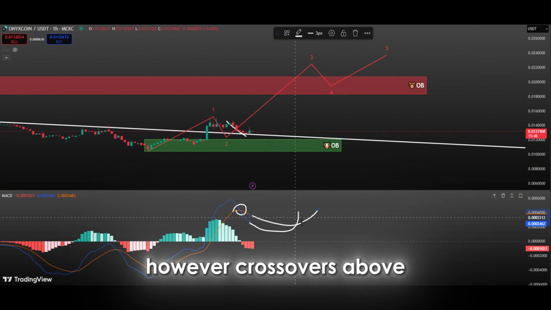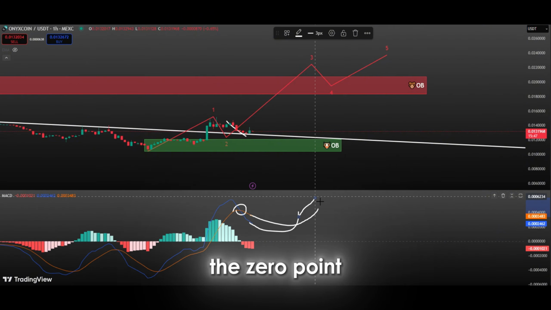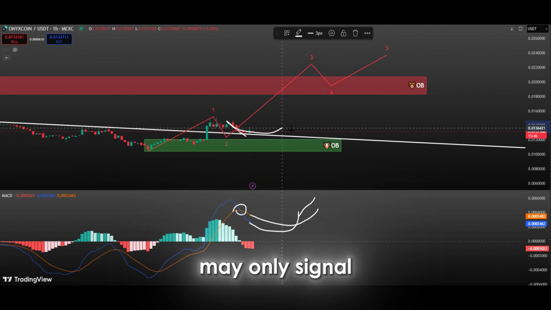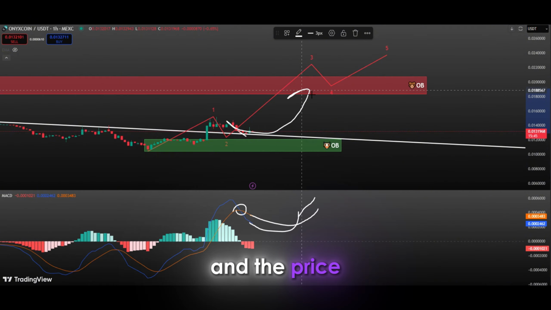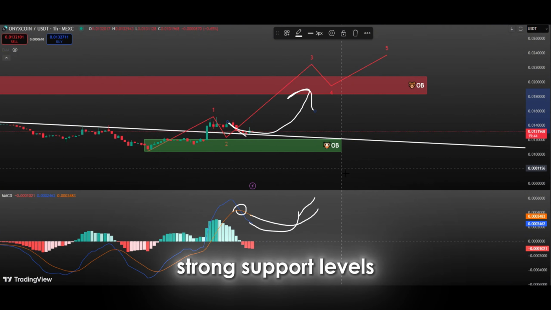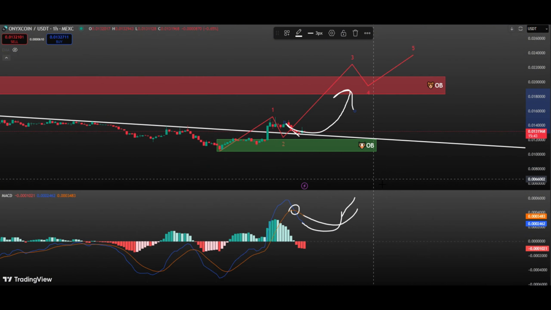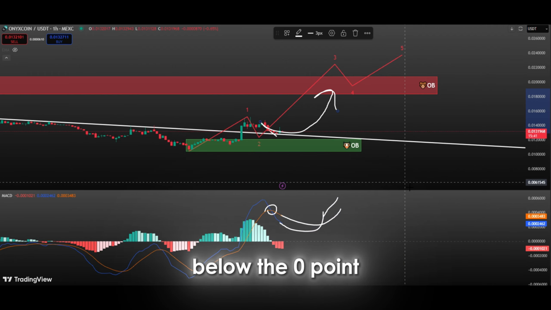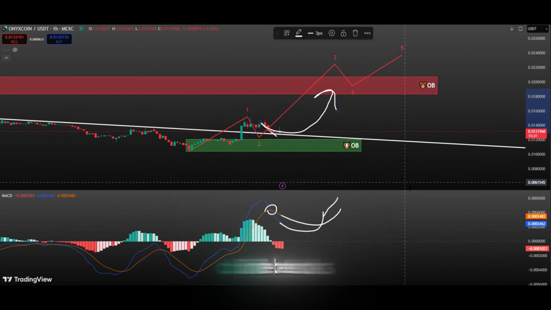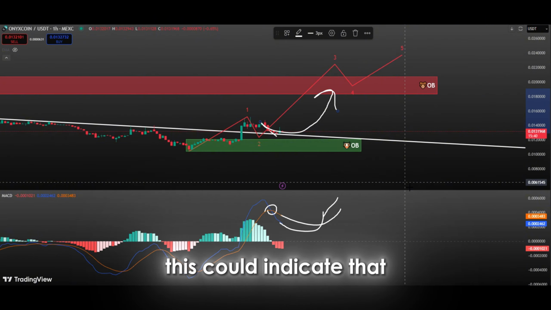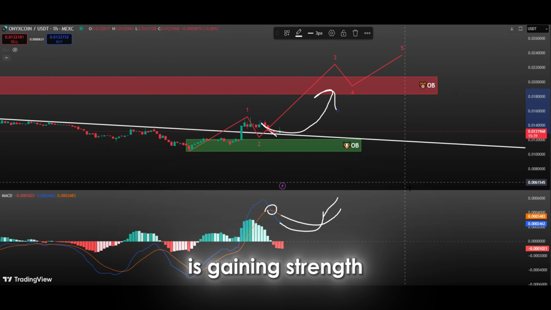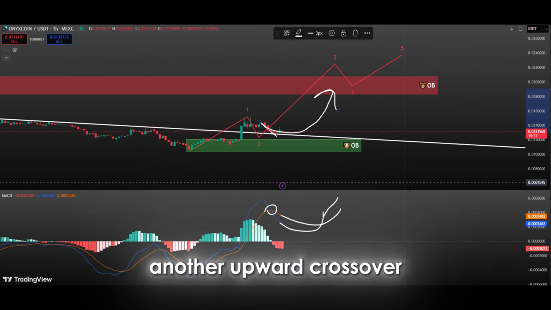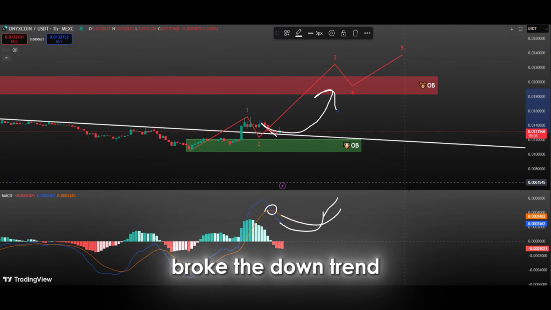However, crossovers above or just near the 0 point don't always mean a strong decline. Sometimes such crossovers may only signal a short-term correction, and the price may rebound from strong support levels and start moving higher again. However, the critical point here is whether the MACD will break below the 0 point. If the MACD line breaks below the 0 point, this could indicate that the downtrend is gaining strength and the price could test lower levels.